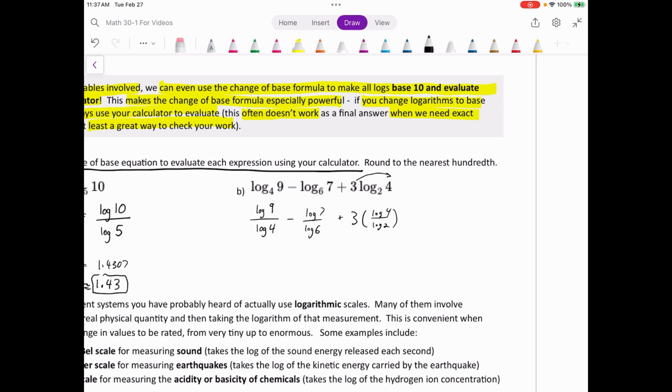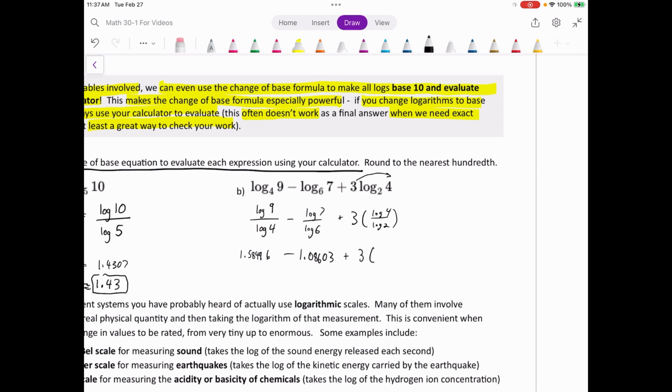So now calculating this out, log 9 over log 4 gives me 1.58496, minus log 7 over log 6 is 1.08603, plus 3 times log 4 over log 2.